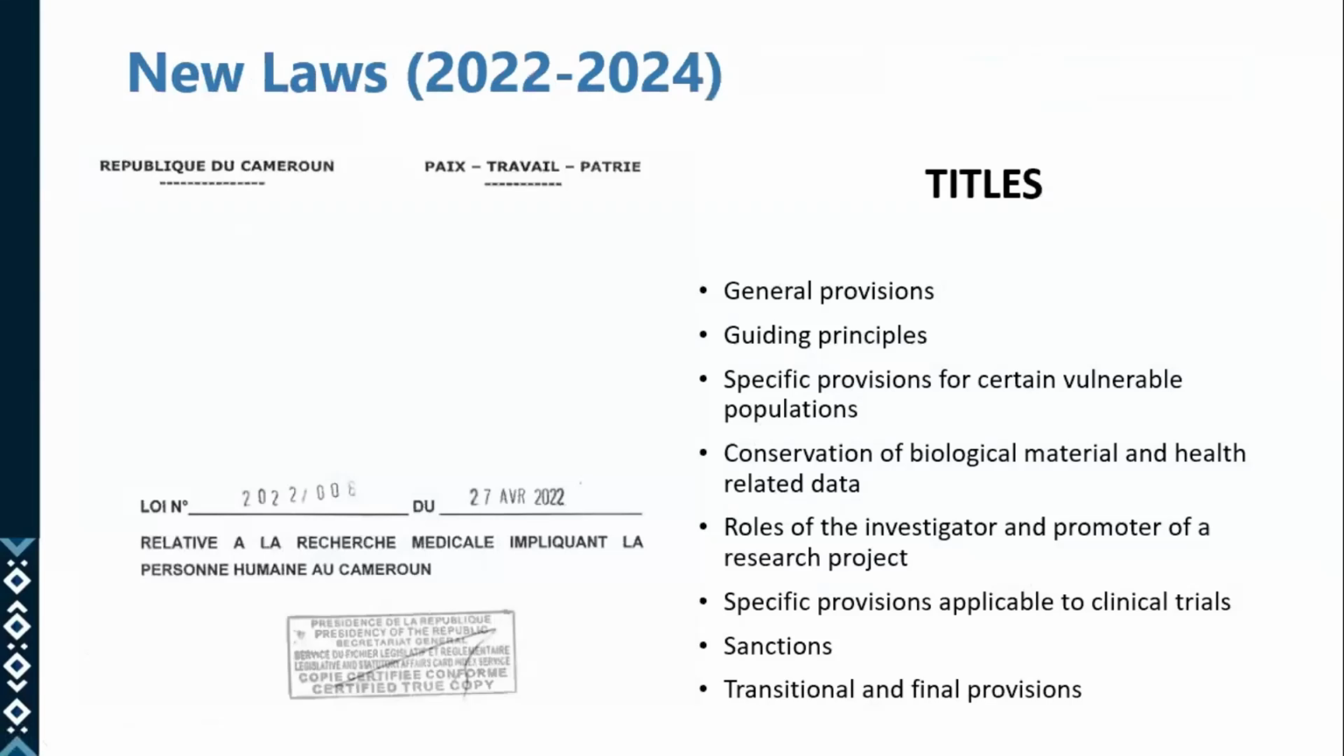Now, these are new laws. From 2022 to 2024, we had some new reforms, where the first one was the law relative to medical research involving human subjects in Cameroon, on the 27th of April. So we had the general provisions and guiding principles. We even had particular principles, provisions for vulnerable populations. We have rules on the conservation of biological material and health-related data, roles of the investigator and promoter, specific provisions applicable to clinical trials. We have the sanctions and final provisions.